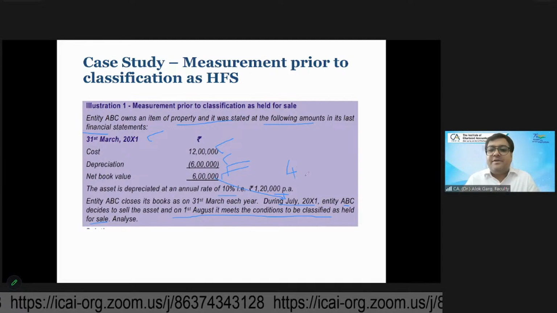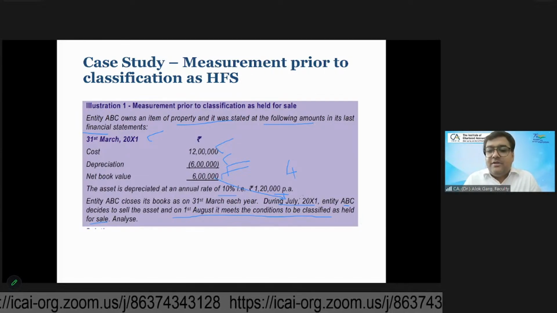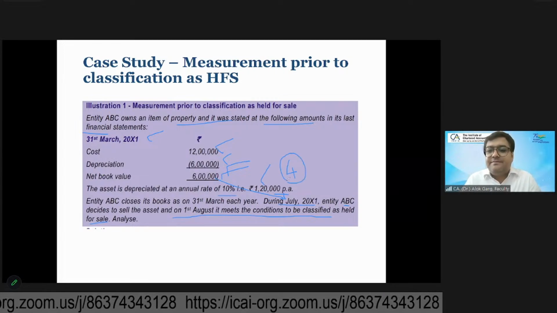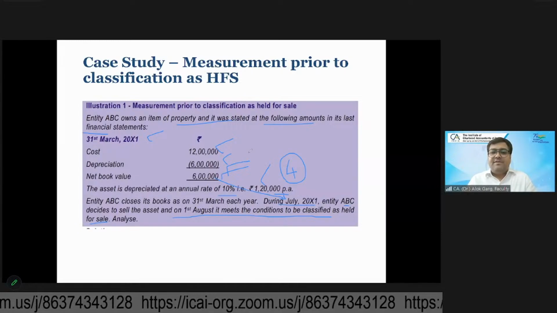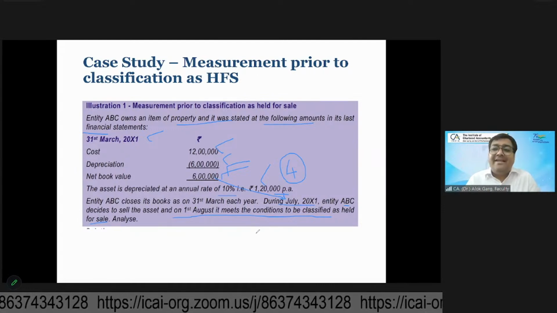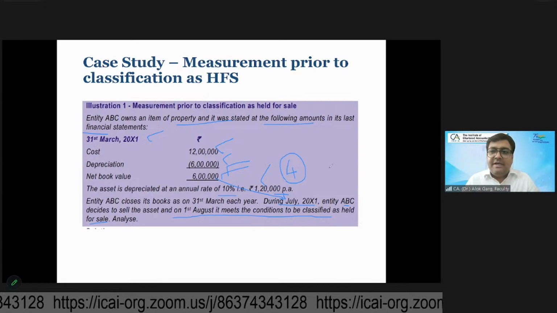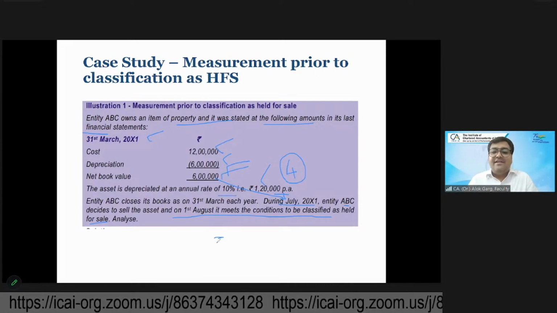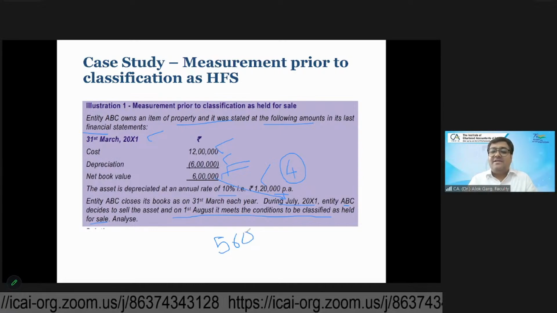So you have to charge the depreciation for a period of 4 months: April, May, June, July. If the full year depreciation is 1,20,000, what is the depreciation for 4 months? 40,000. So what is my carrying value as per Ind AS 16 on 31st July 20x1, immediately before classification as held for sale? 5,60,000. Now, friends, this is my step number one.